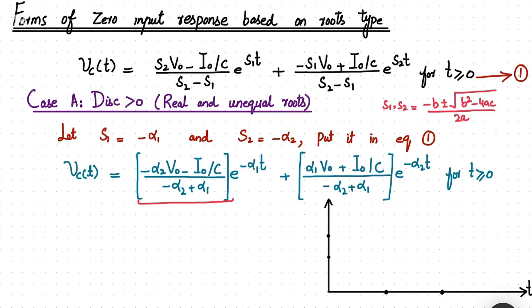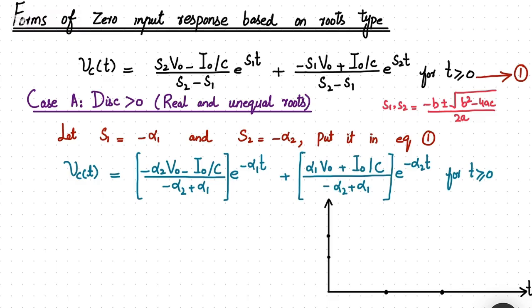If we focus on this equation, what is being represented by it? This equation is representing that the overall zero input response is the sum of two exponential functions. One is e raised to power minus alpha 1 t and the second one is e raised to power minus alpha 2 t. These values inside the brackets are representing the value of the exponential function at t equal to 0. These are basically constant coefficients. So again, this value inside the bracket is also a constant term, and it is representing the value of e raised to power minus alpha 1 t at t equal to 0.